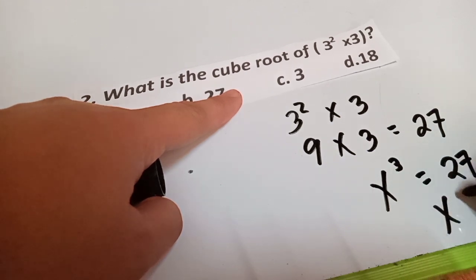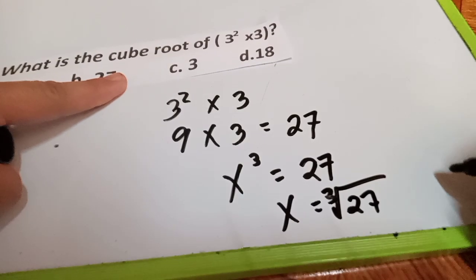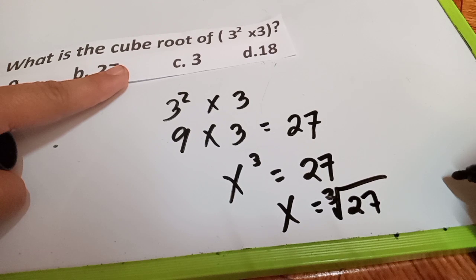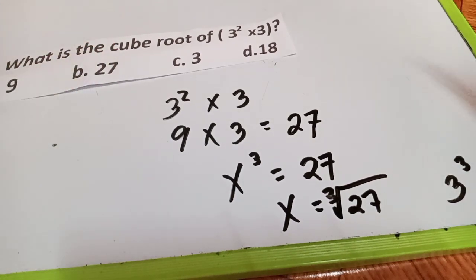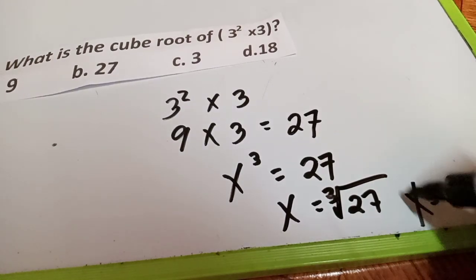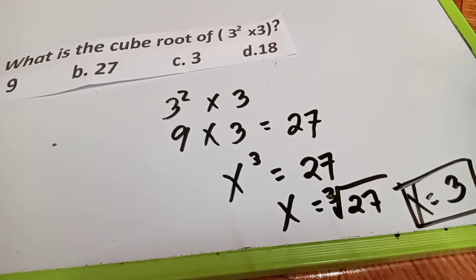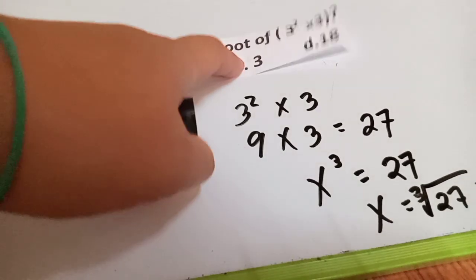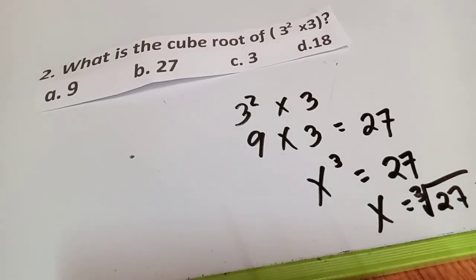It means to say, this will become the cube root of 27. And think of the number: this will become 3 to the third power. 3 times 3 is 9, 9 times 3 is 27. So automatically, our x will be 3. So the best answer is letter C. Take note, guys, don't be confused in the cube root. Do not multiply; 3 squared times 3 will become 27.